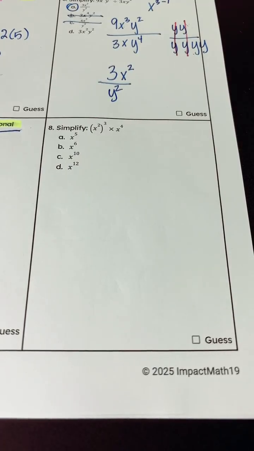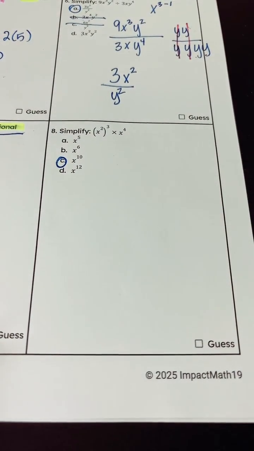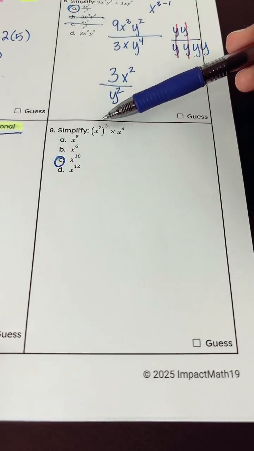All right, let's do number 8. It says simplify. Are you getting A, B, C, or D? Okay, I see C's coming in. All I see is C's. I'm going to circle C and let's talk about how we get there, right? Danielle says C. It's got to be C.